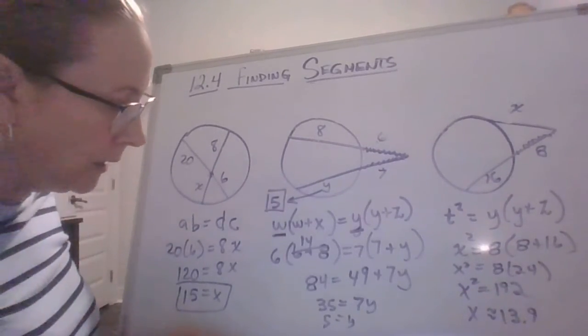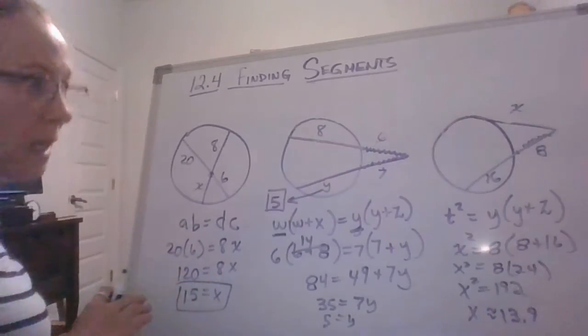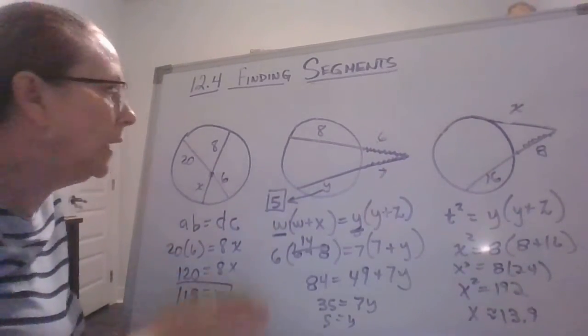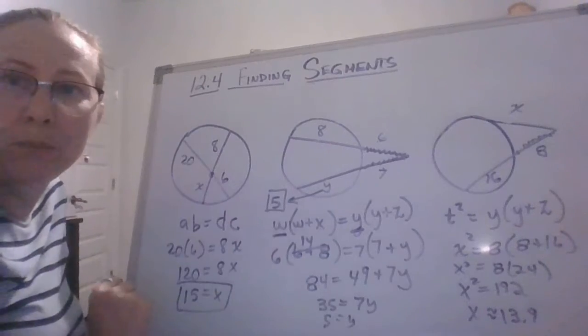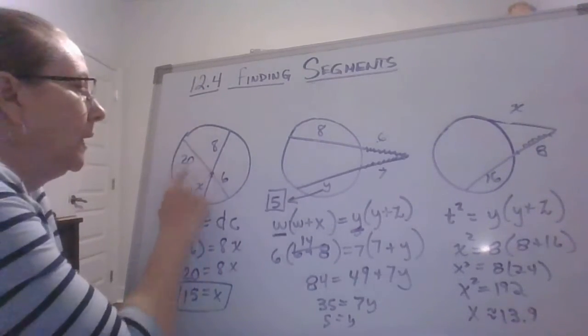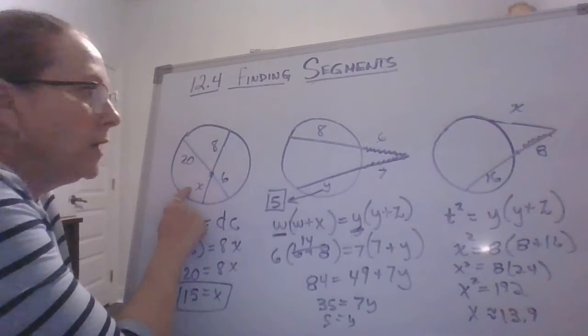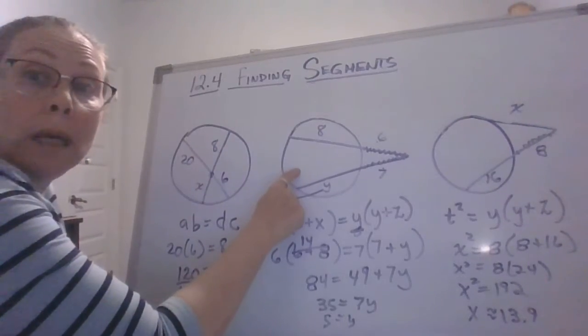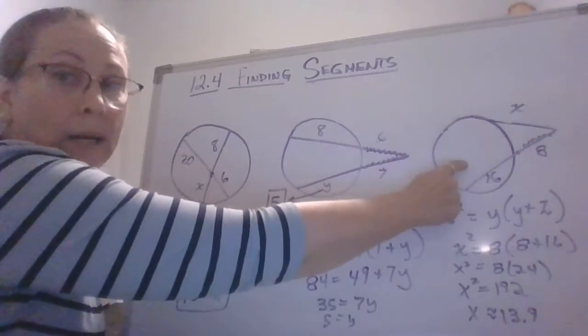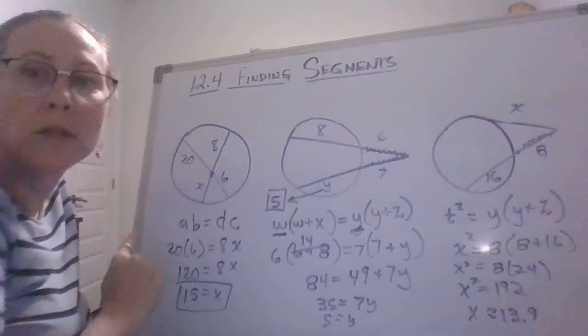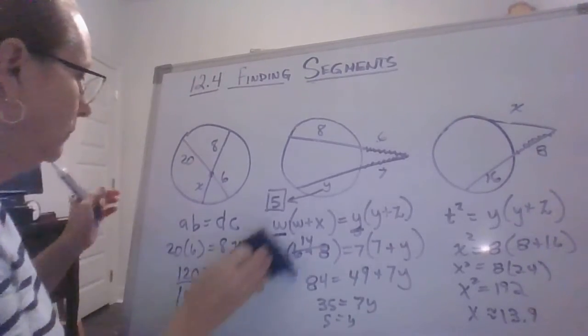All right, let's do a couple more. So again, reiterating, these are the 3 types of problems. Identify, is it 2 chords crossing, 2 secants, or a tangent and a secant, so you know which pattern to follow.